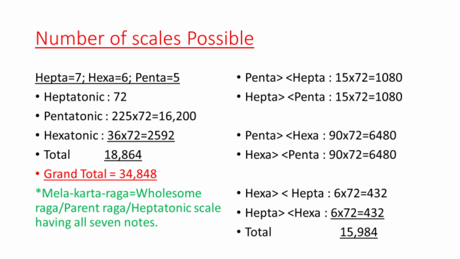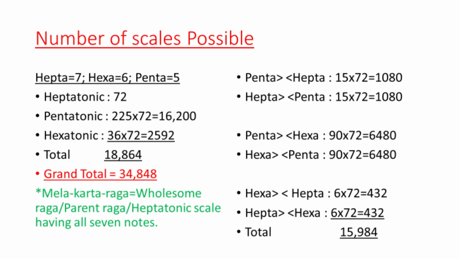That gives us 2592 different hexatonic scales. I'm not claiming that all these 2592 scales have been experimented with. No, but there is always a possibility of letting your imagination loose and coming up with creative ways to include any of these scales.